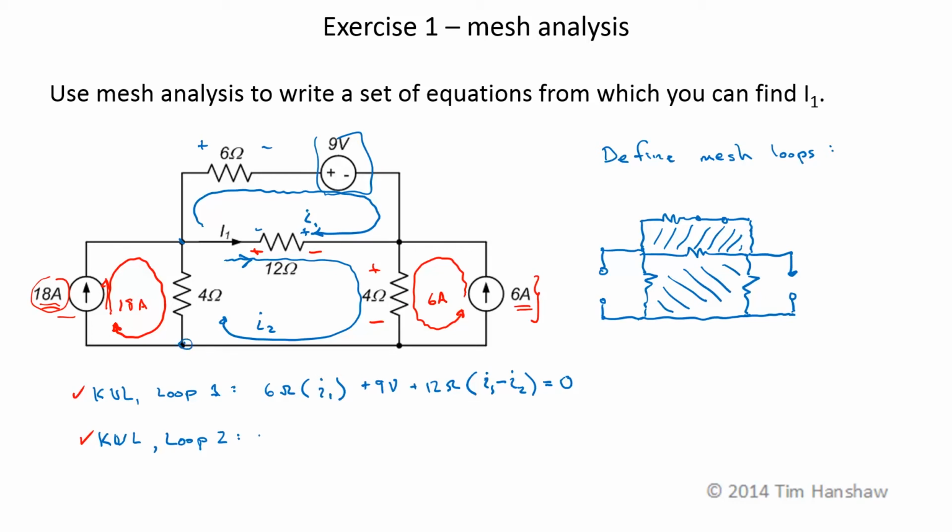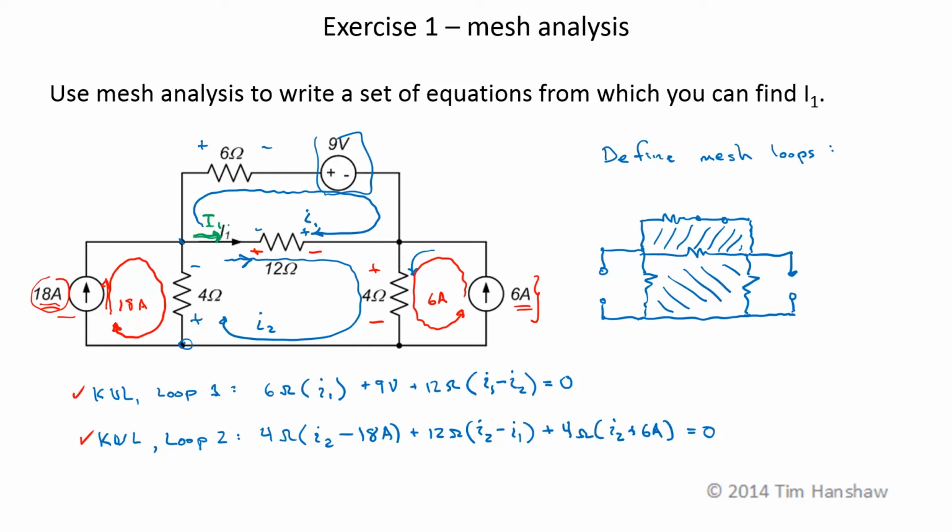So starting down here, I have 4 ohms times I2 is entering this positive terminal. The 18 amp constrained loop is entering the negative terminal, so this becomes a minus 18 amps. Now I see the 12 ohm resistor. I2 is entering the positive terminal and I1 is entering the negative terminal. Now the voltage across the 4 ohm resistor is 4 ohms times the sum of the currents. I2 is entering the positive terminal, and this 6 amp constrained loop is also entering the positive terminal, so that becomes a plus 6 amps. That equals 0.